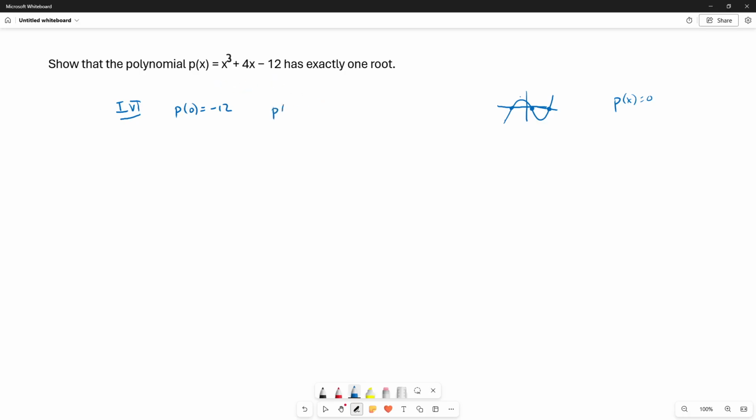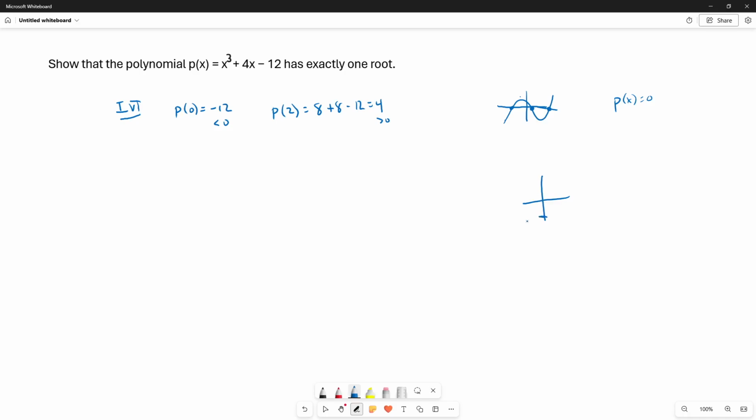So p of, let's say, it looks like even 2 will work. P of 2 is 8. 2 cubed is 8, plus 8, that's 16, minus 12, which is 4. So p of 0 is negative, p of 2 is positive, so somewhere between 0 and 2, our polynomial has a root.